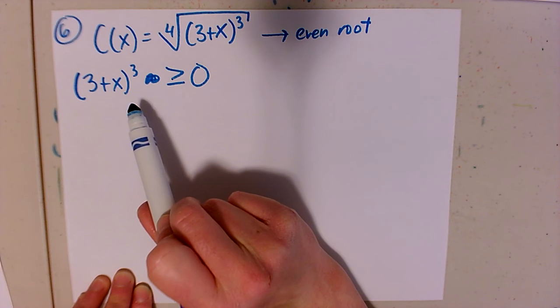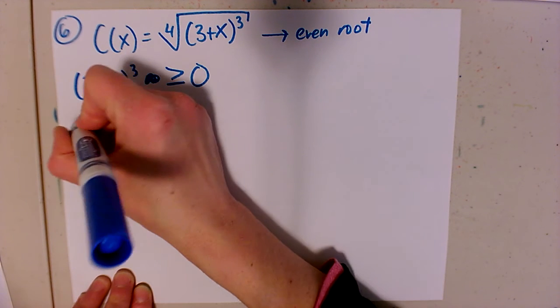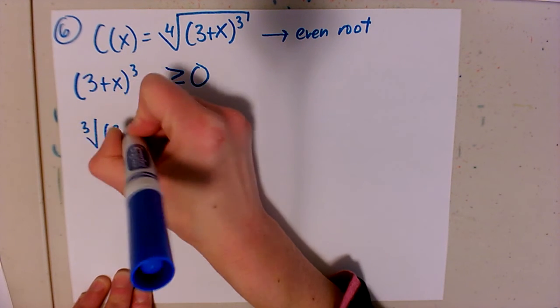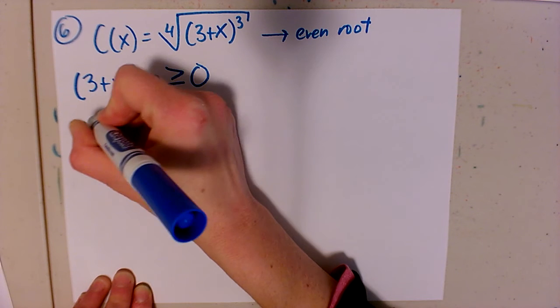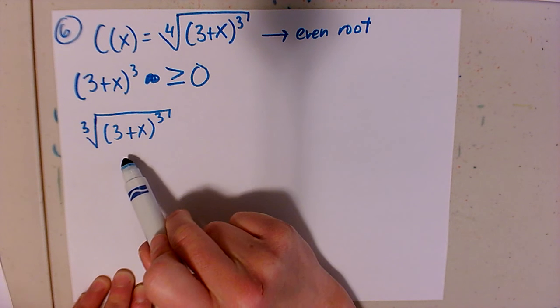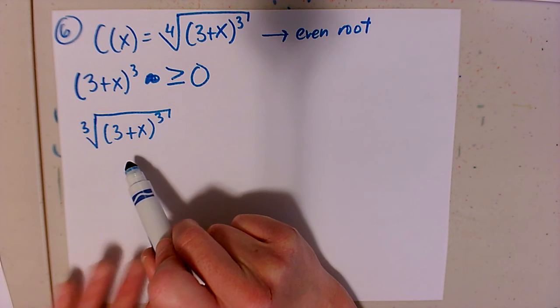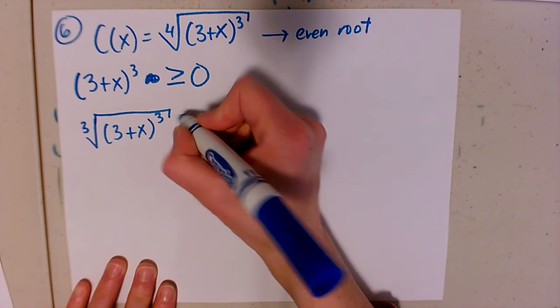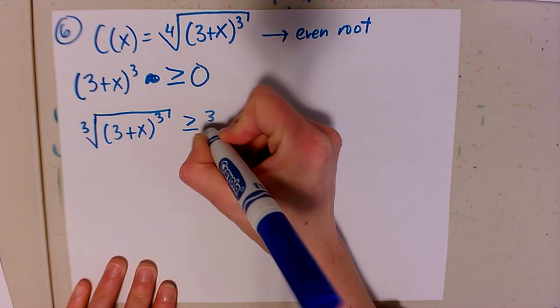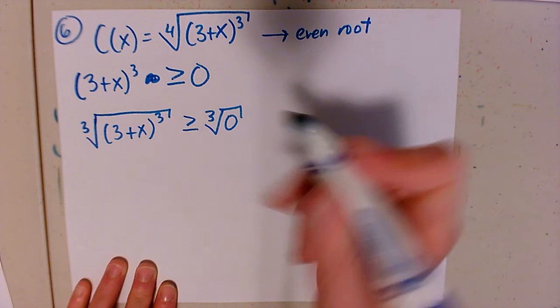So the first thing we want to do is get rid of this cube here. Well, you can get rid of a cube by taking the cube root of something. So I'm going to take the cube root of the left side, and then what you do to one side of an equation or an inequality, you have to do to the other. And I'm also going to do the cube root of 0.